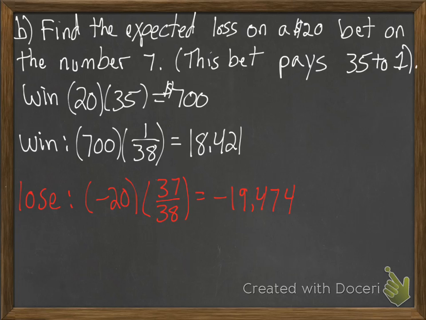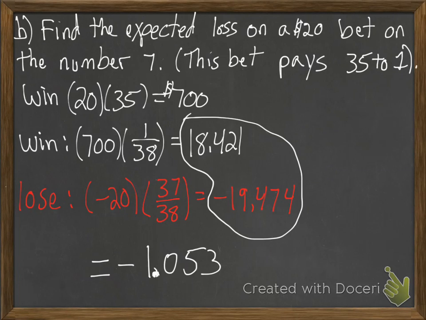And then again, just like we did before, to figure out our expected value, we take each of our amounts. In this case, again, we just have 2. The example we did earlier with the insurance company, we had more than 2 outcomes. And we just total those up. When we do that, we get a loss of negative 1.053. We're losing about $1 every time we place a $20 bet.